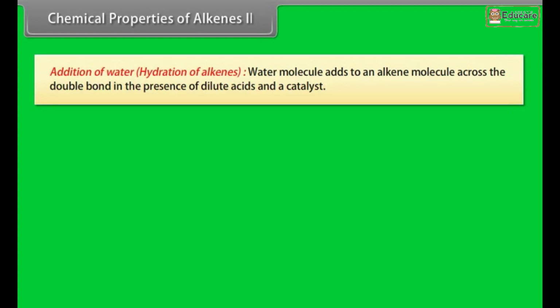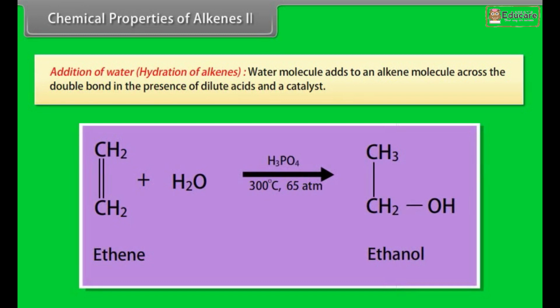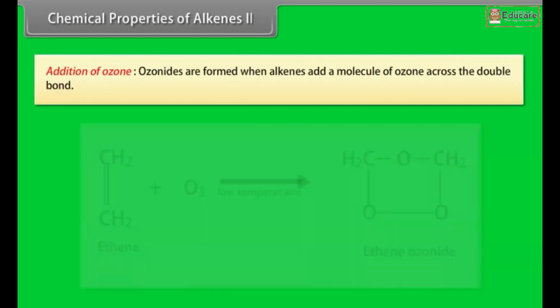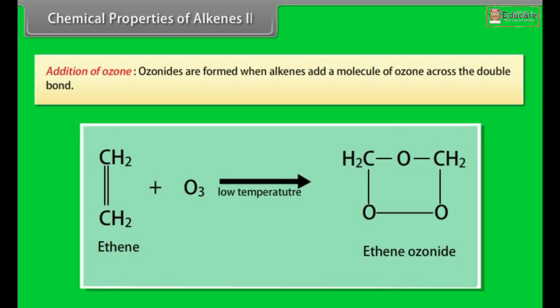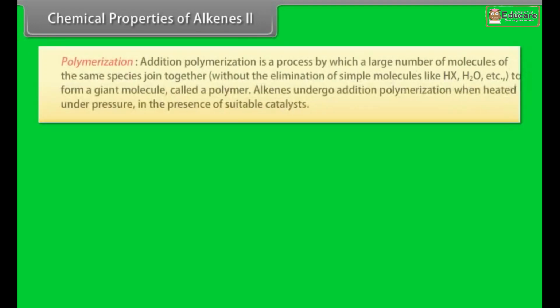Water molecules add to an alkene molecule across the double bond in the presence of dilute acid and a catalyst. For example, ethene gives ethanol when a mixture of ethene and steam is passed over phosphoric acid and silica under a pressure of 65 atmospheres and at 300 degrees centigrade. Addition of ozone. Ozonides are formed when alkenes add a molecule of ozone across the double bond. For example, ethene gives ethene ozonide.